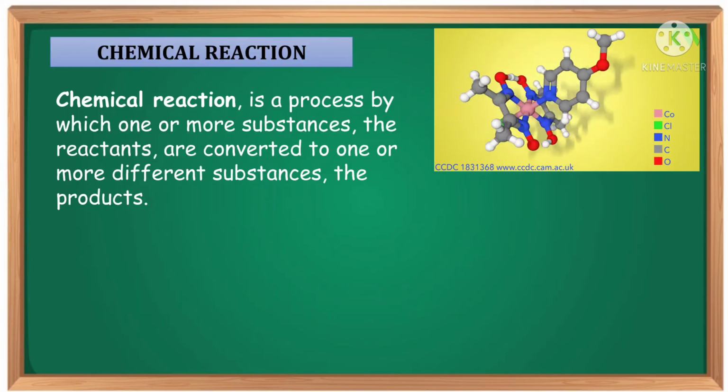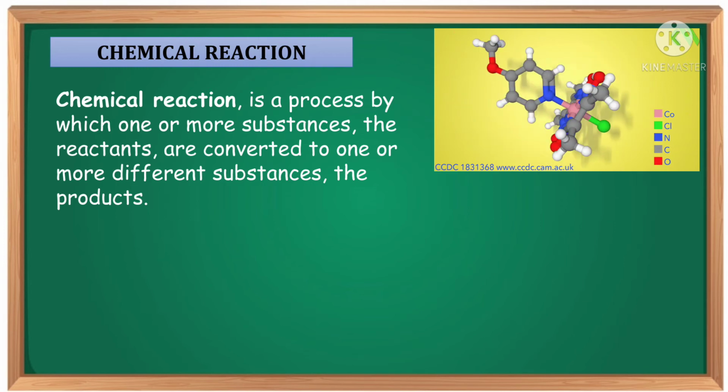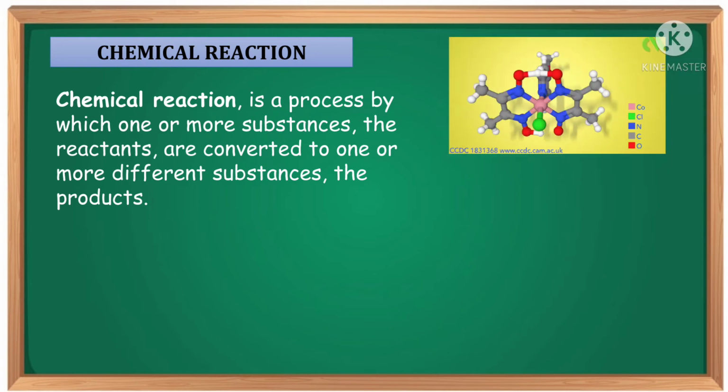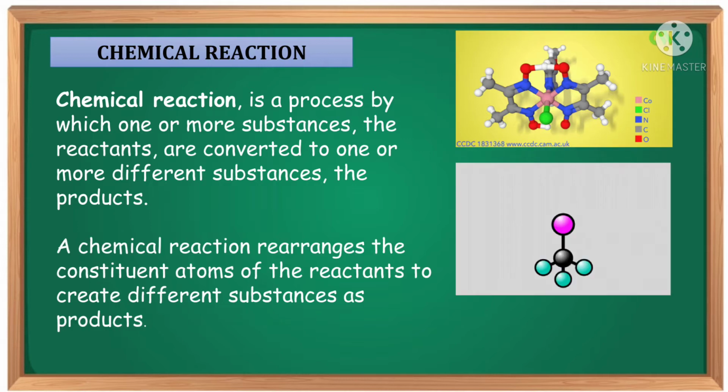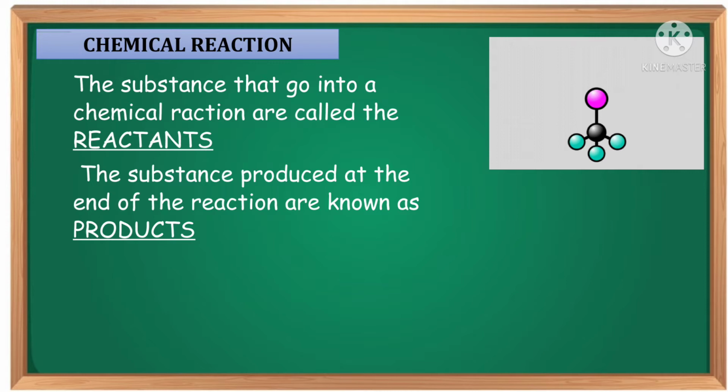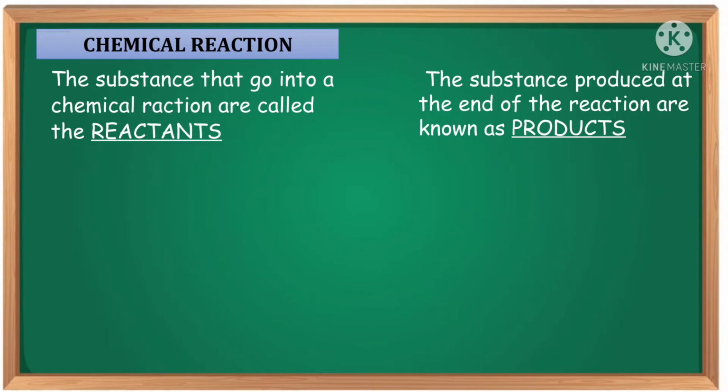A chemical reaction is a process in which one or more substances, the reactants, are converted to one or more different substances, the products. A chemical reaction rearranges the constituent atoms of the reactants to create different substances as products. The substances that go into a chemical reaction are called the reactants, and the substances produced at the end of the reaction are known as products.